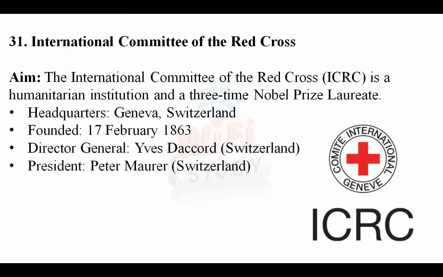Now let's see the International Committee of the Red Cross. It is a humanitarian institution and a 3-time Nobel Peace Prize winner. Okay, the headquarters of this organization is in Geneva, Switzerland. It was formed on 17 February 1863. Director General is Yves Daccord, and the President is Peter Maurer. Okay, so you need to remember its headquarters and its formation date.